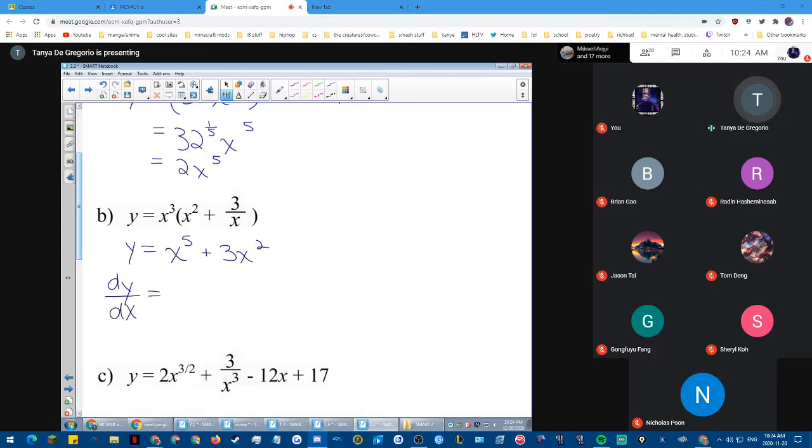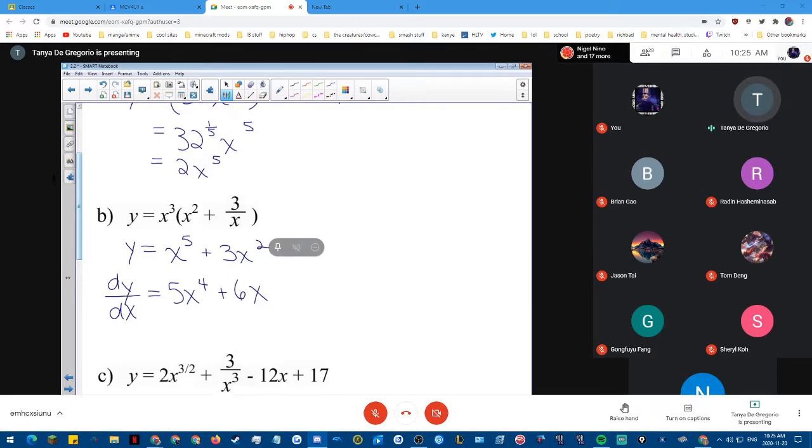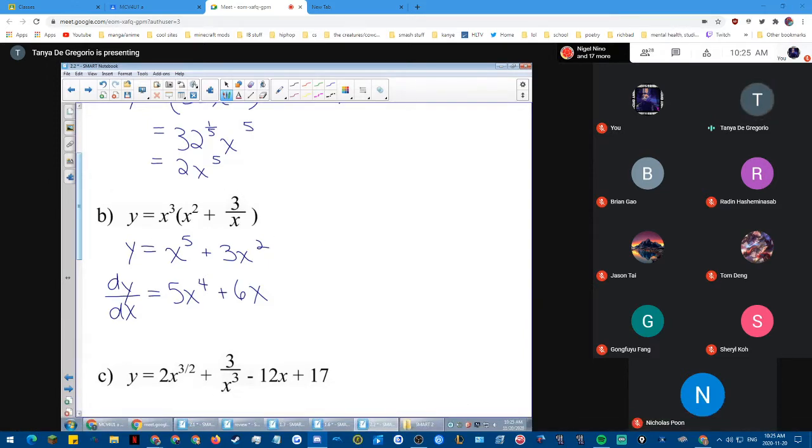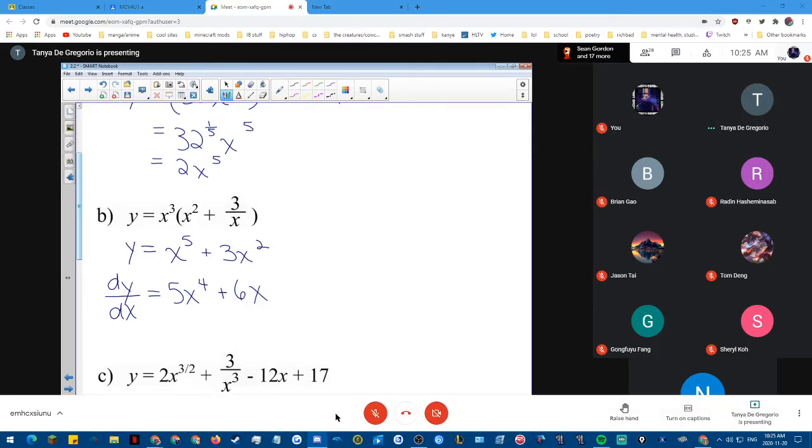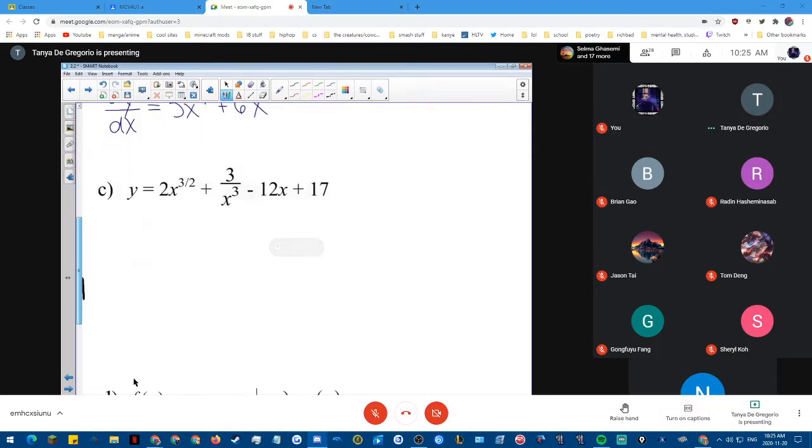So I take the derivative. Who wants to do it? You want to try? Let's do it together. Go for it. 5x to the power 4, awesome, plus 6x. Amazing. The 5 comes down, the x stays, take away 1 from 5. Then the 2 comes down, gets multiplied with the 3. That's 6x. 2 minus 1 is 1. Very good. Next one.